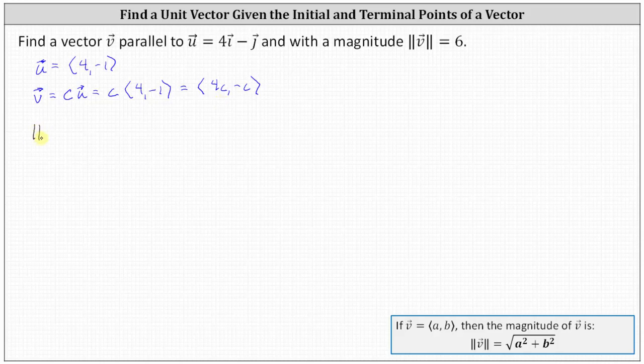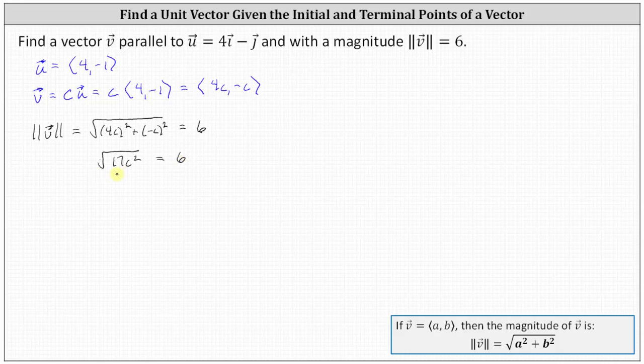So the magnitude of vector v is equal to the square root of the sum of the square of 4c and the square of -c. And we know this must equal positive 6. Let's go ahead and simplify under the square root. The square of 4c is 16c squared. The square of -c is c squared, giving us the equation the square root of 17c squared equals 6.